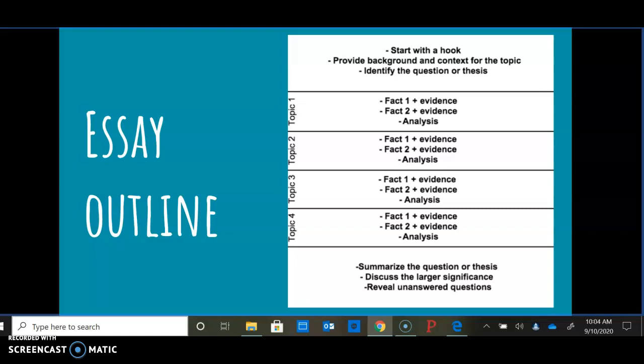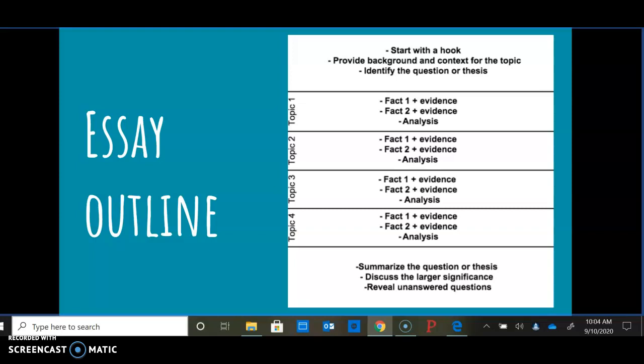Your hook is going to be an interesting fact or statistic, something like that you can put in there to get your audience's attention, and your audience is me in this class, so you need to grab my attention. And then you're going to provide a background of that context or topic. So let's go along with that 9/11 topic. We're saying your hook is going to be: I wasn't born during 9/11, but my mom was there. And she was in high school, period.